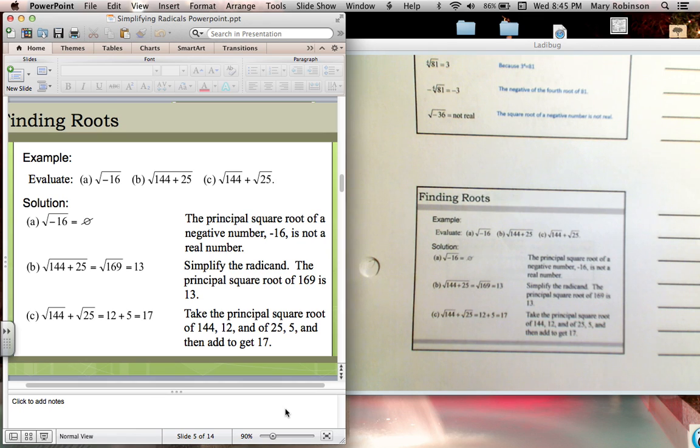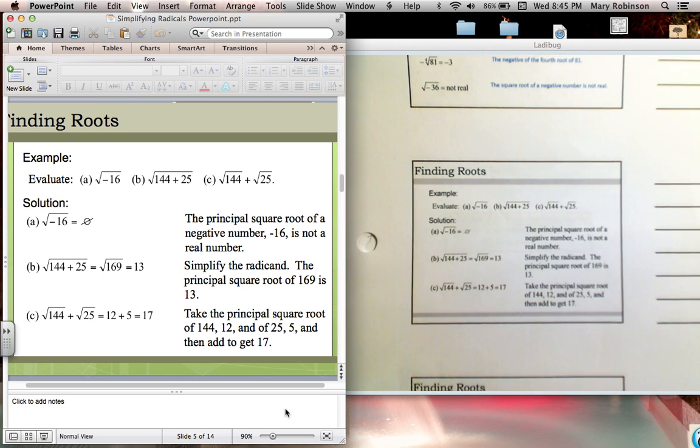because there's not two of the same number you can multiply together to get negative 16. It would require a negative 4 and a positive 4. So if you tried 4 and 4, you'd get positive 16. If you tried negative 4 and negative 4, you'd still get positive 16. There's no two of the same number you can multiply together to get negative 16. Therefore, the solution is not real.